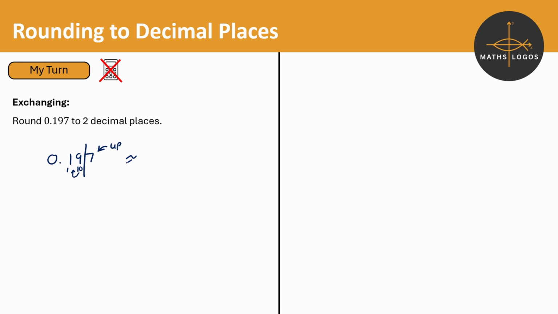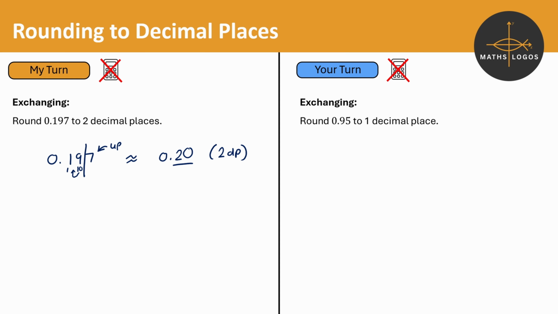So this is going to be approximately equal to 0.2. Because I'm rounding to 2 decimal places, that means I need 2 decimal places in my answer. So I need to put in a 0 so that I meet that criteria. So I can say that 0.197 is approximately equal to 0.20 when I round to 2 decimal places. Pause the video, give this one a go.